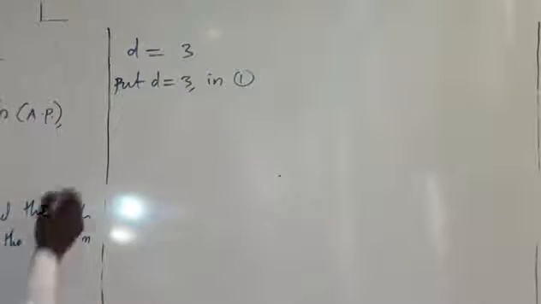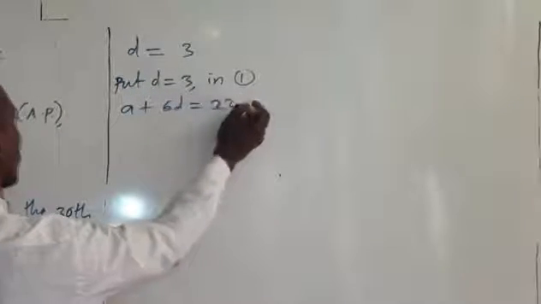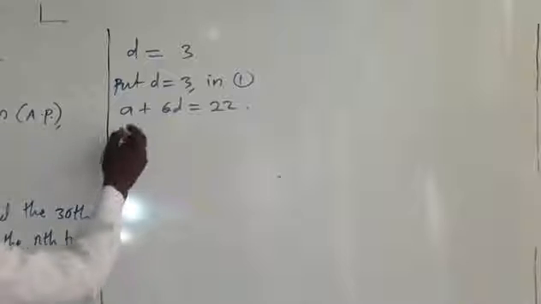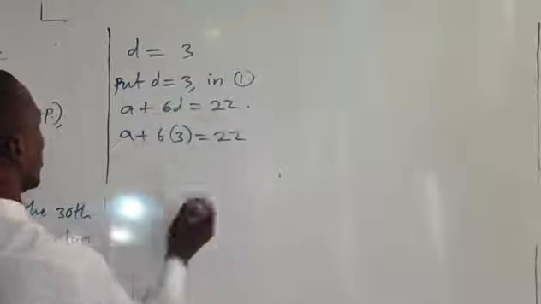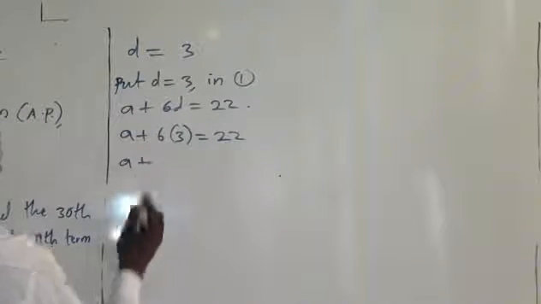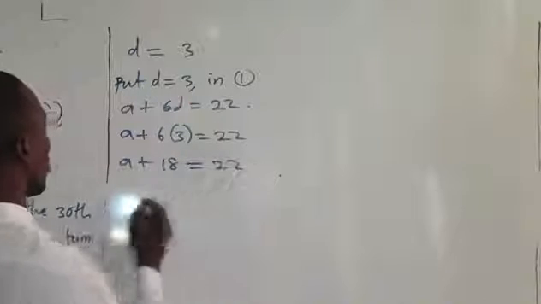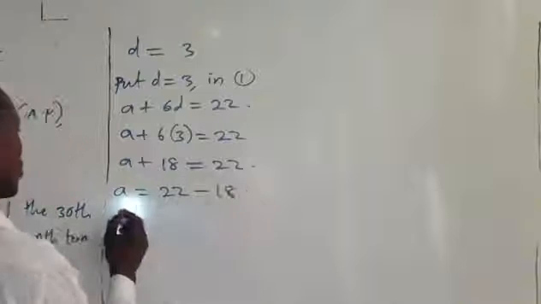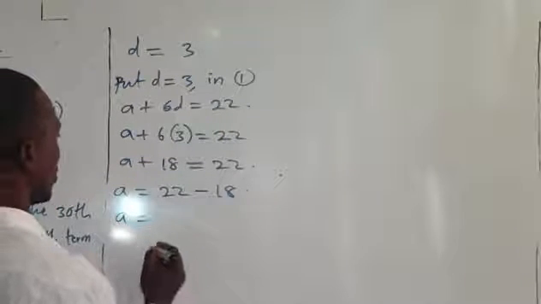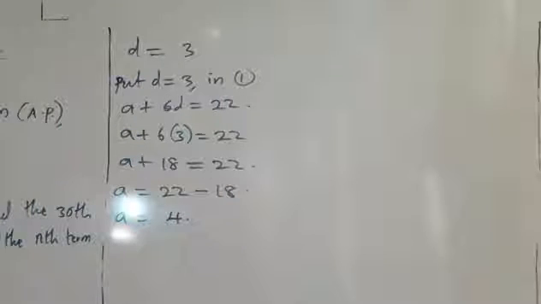So what is equation 1? Equation 1 is A plus 6D equals 22. So anywhere you see D, you put your 3. So A plus 6 into 3 equals 22. So A plus 6 times 3, that's 18, equals 22. So A equals 22 minus 18, that is 4. So the first term is 4, while the common difference is 3.